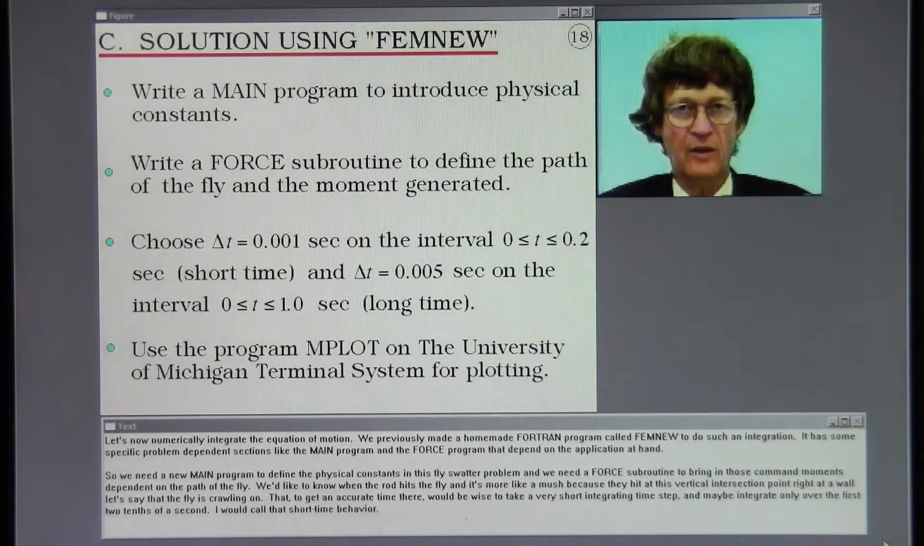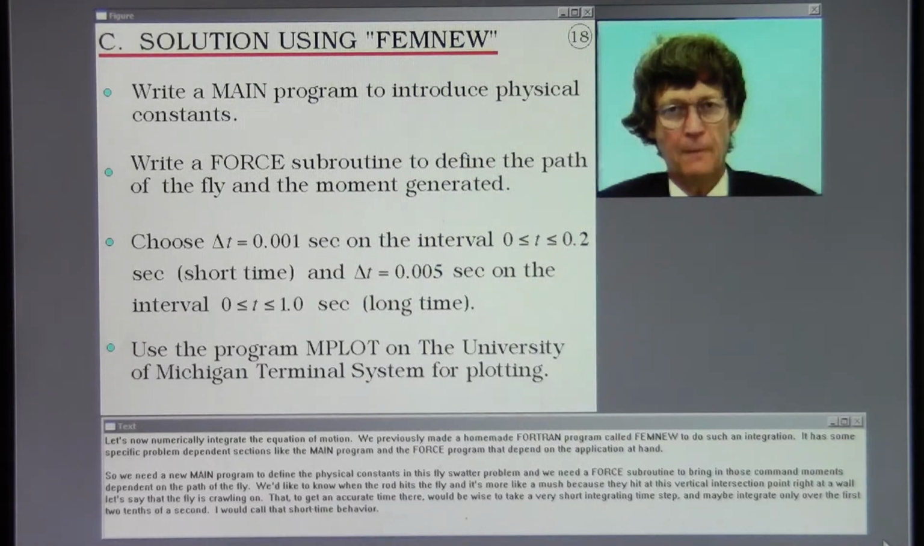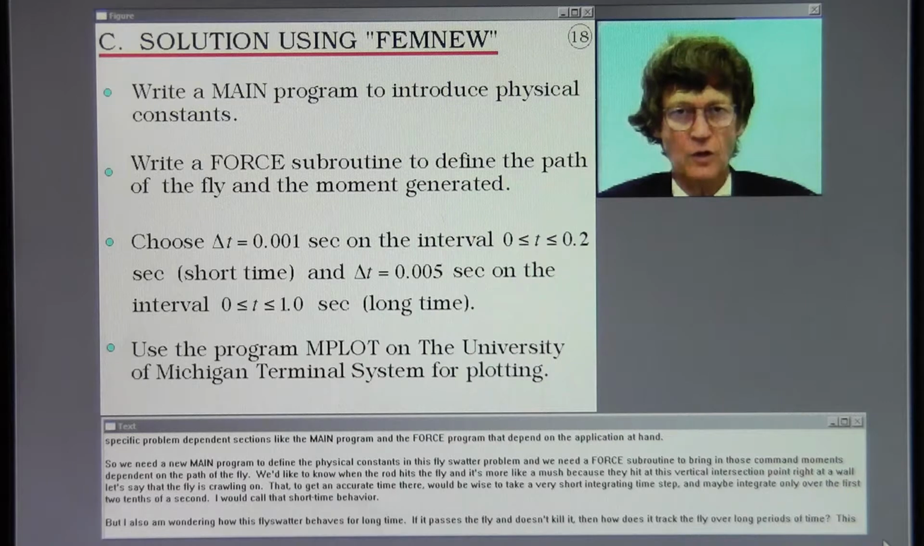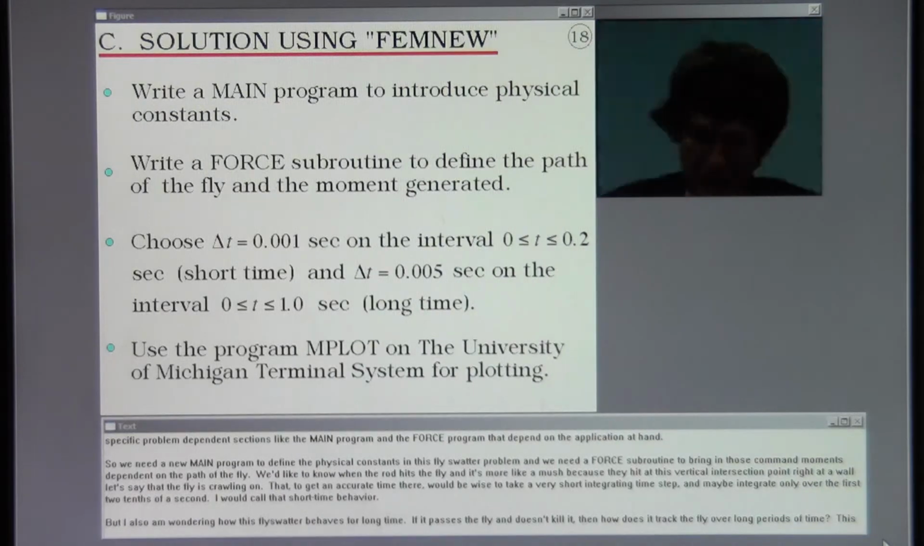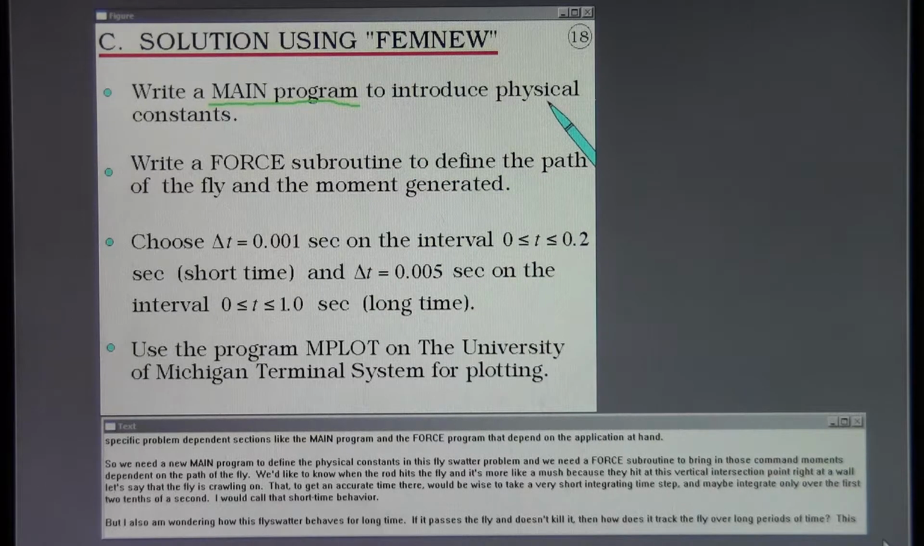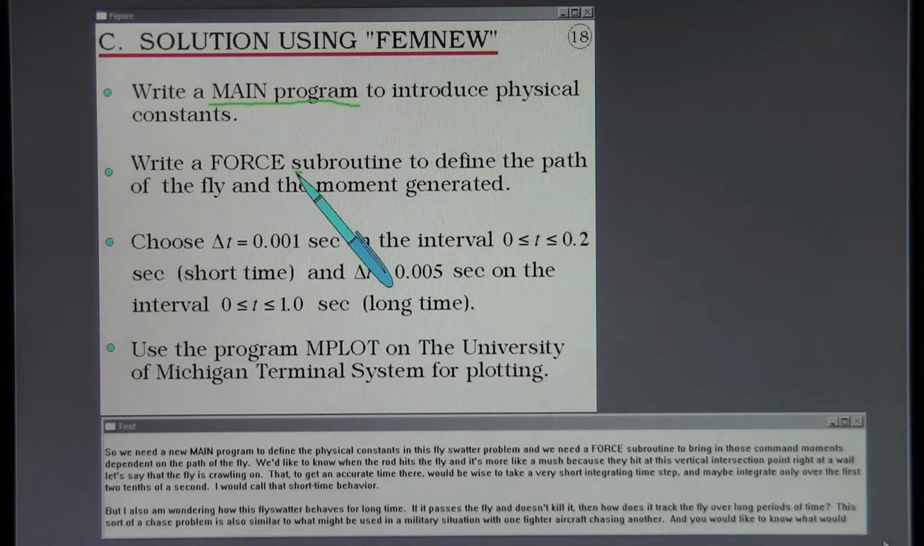Let's now numerically integrate the equation of motion. We previously made a homemade Fortran program called FEMNU to do such an integration. It has some specific problem-dependent sections like the main program and the force program that depend on the application at hand. So we need a new main program to define the physical constants in this Flyswatter problem, and we need a force subroutine to bring in those command moments dependent on the path of the fly.